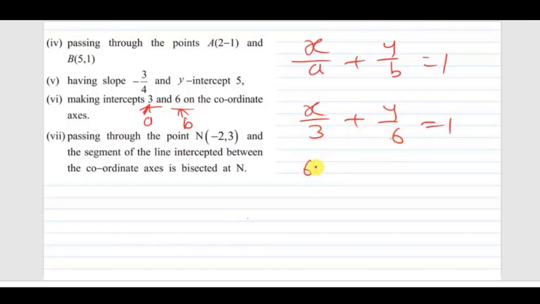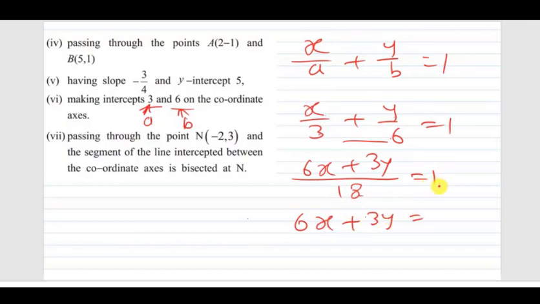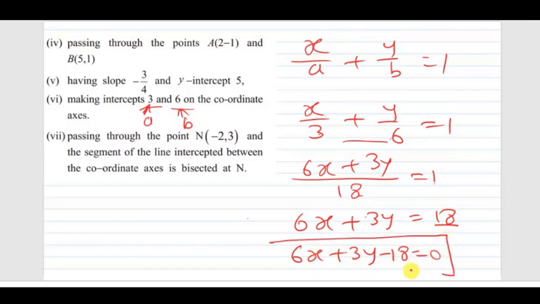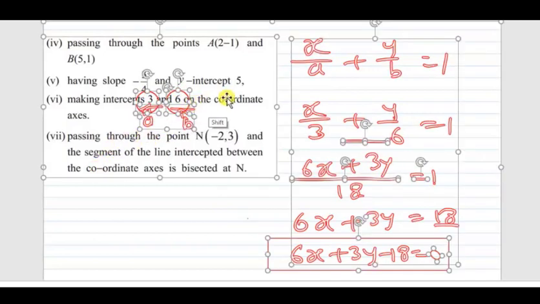6 into x, 6x. 3 into y, 3y, upon 3 into 6, that is 18, equals 1. So what will I get? 6x plus 3y equals 18 into 1, 18. Shift 18 to the left-hand side. What will I get? 6x plus 3y minus 18 equals 0. So this is my required equation of the line having x-intercept 3 and y-intercept 6. Right? So have a note of this.